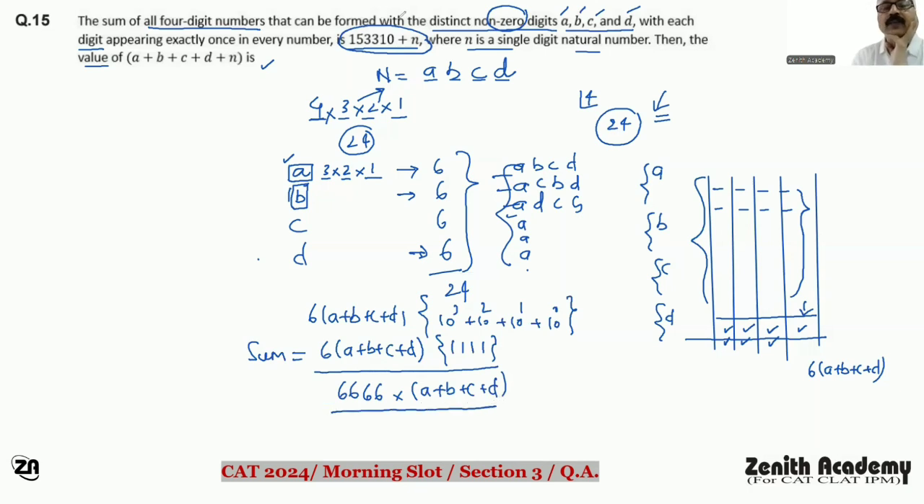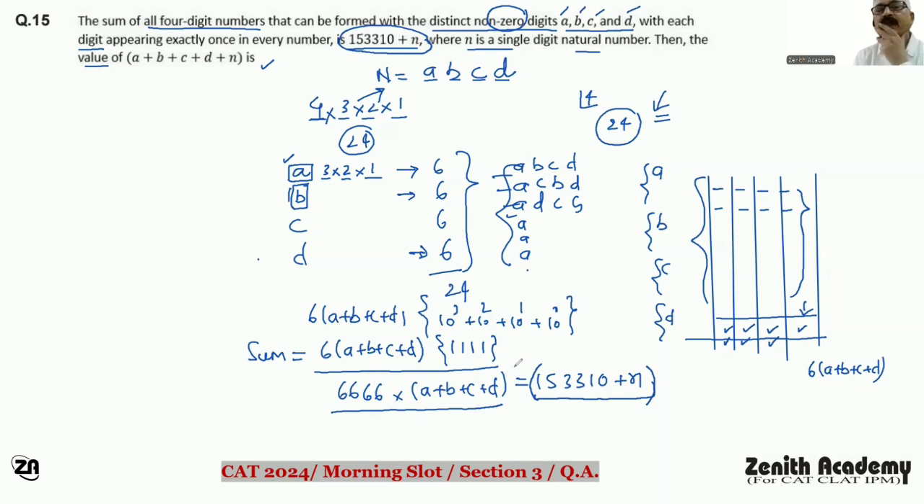And this sum is actually given equal to 153310 plus n. So look here, the left hand side is double six double six into a plus b plus c plus d, and the right hand side is 153310 plus n. Correct. It means the right hand side number will be divisible by double six double six. Is it right? This number 1,53,310 plus n will definitely be divisible by double six double six.